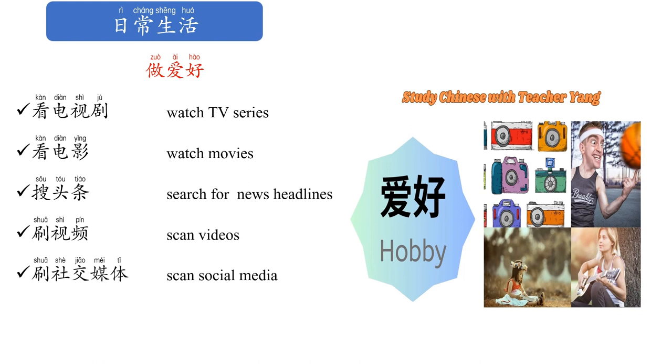刷社交媒体, scan social media. Next hobby, it is 玩手机, to play with cell phones. You can check your lines or your chat tools like WeChat or WhatsApp. You can play games on your cell phones. So you can use this as a hobby, 玩手机, to play with cell phones. It can be your daily routine as well.